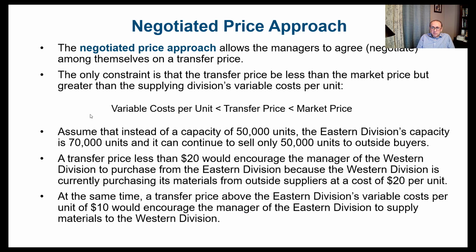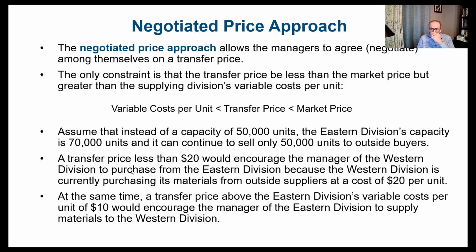So assume that instead of a capacity of 50,000 units, the Eastern Division capacity is actually 70,000 units. And it can continue to sell only 50,000 units to outside buyers. In other words, they only have a market outside for 50,000 units, but they have a capacity for 70,000. So the extra 20,000 can be produced for the Western Division.